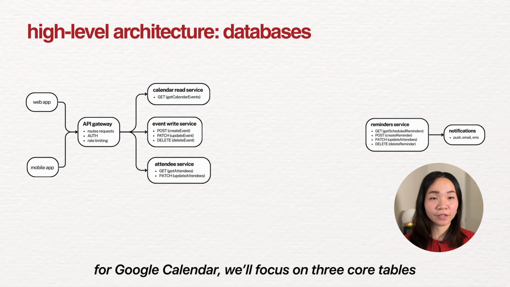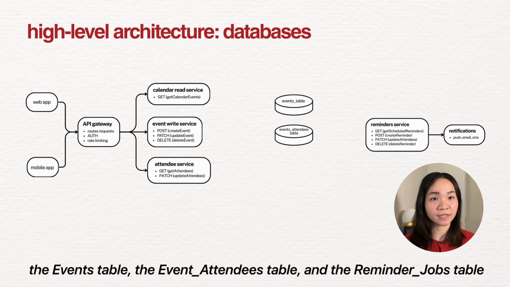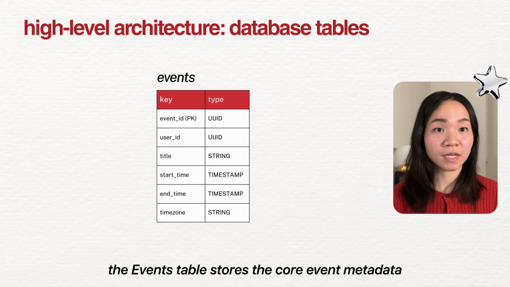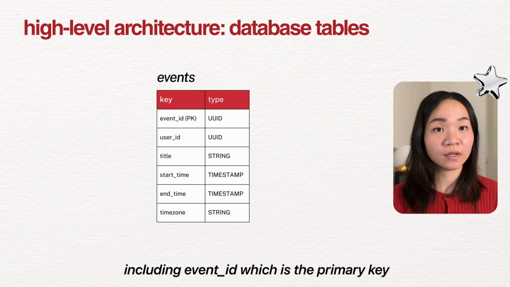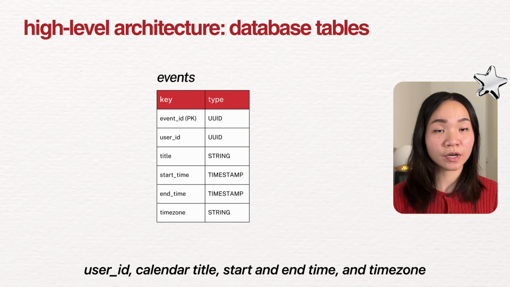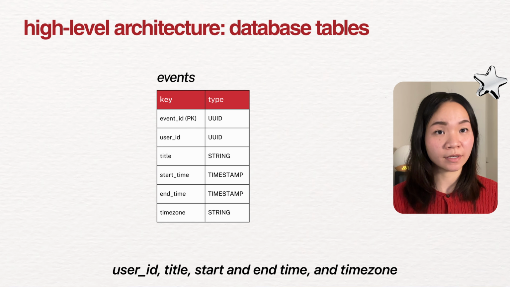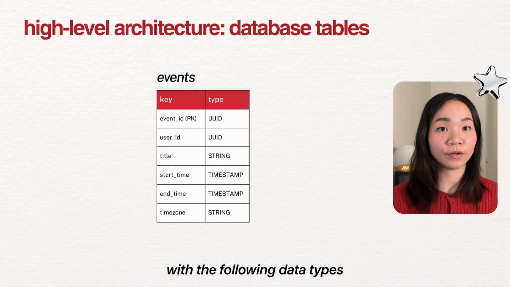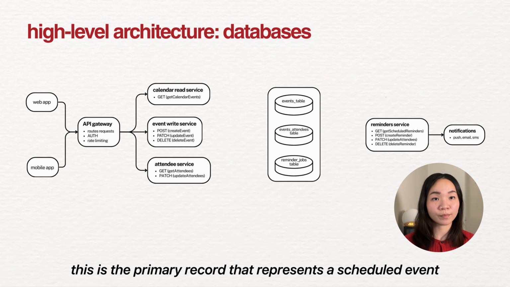For Google Calendar, we'll focus on 3 core tables: the events table, the event attendees table, and the reminder jobs table. The event table stores the core event metadata, including event ID, which is the primary key, user ID, title, start and end time, and time zone, with the following data types. This is the primary record that represents a scheduled event.